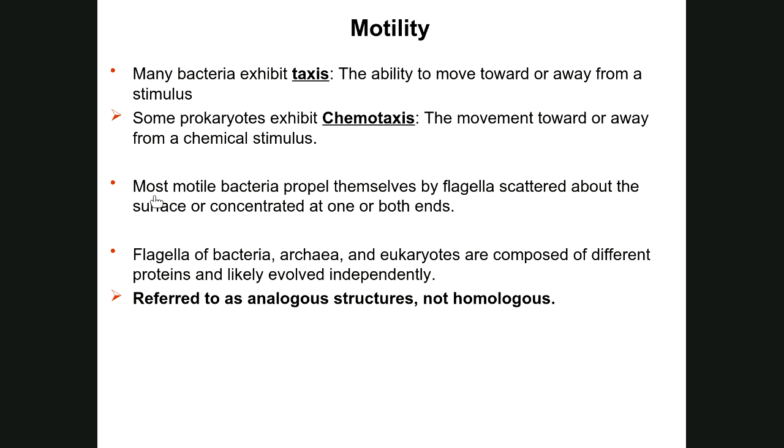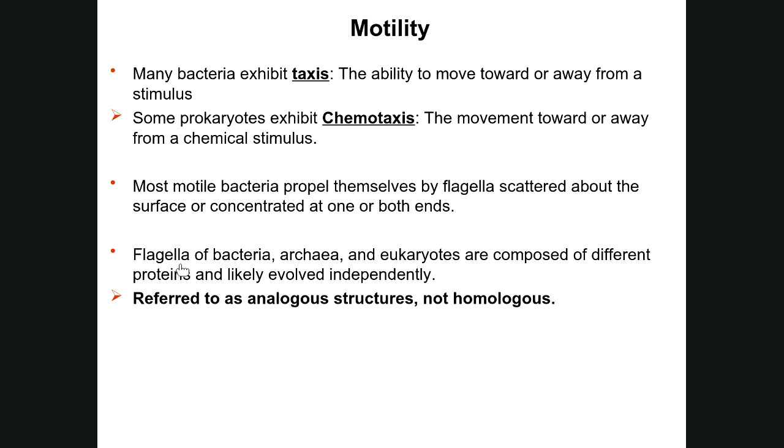Now, most motile bacteria propel themselves by flagella. They get wishy-washy and jump back and forth in the chapter, and I've got to fix this to be more consistent. But prokaryotes in nature are found to have not just one flagellum, but often more than one, scattered about the surface, or you'll find one or more on either end.